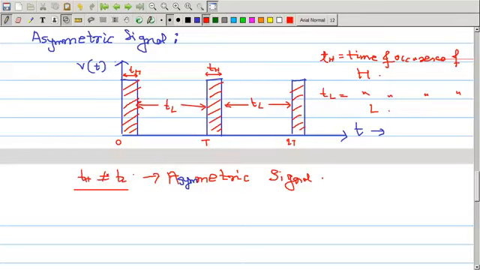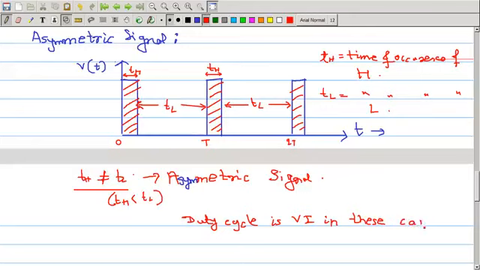In my example, you see what the case is here: actually TH is less than TL. You may have the complementary case also, where TH is greater than TL. Here you see that the duty cycle is not the same. The duty cycle is different for the high value and for the low value of the signal, and in this case the duty cycle is a very important way to define it. Duty cycle is very important in these cases, meaning the cases of asymmetric signals.